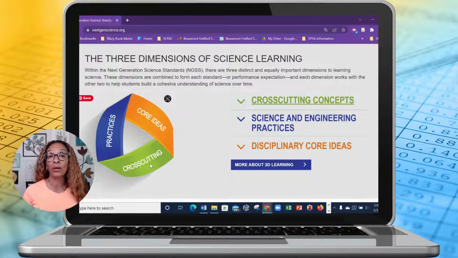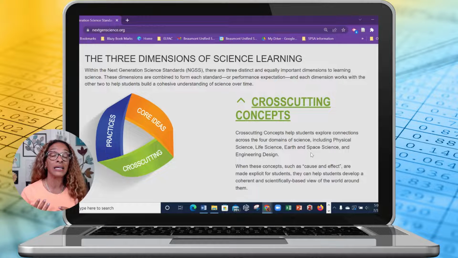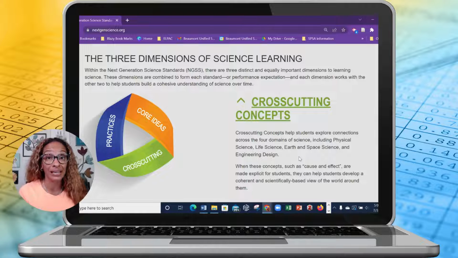Really looking at what the STEM map looks like. And NGSS did a really good job of doing this. However, depending on what your level of science content or engineering background is, this can feel overwhelming. So let's dive into the cross-cutting concepts. The cross-cutting concepts are a place where you help students integrate the domains of science, and they're right here: physical science, life science, earth and space science, and engineering design.